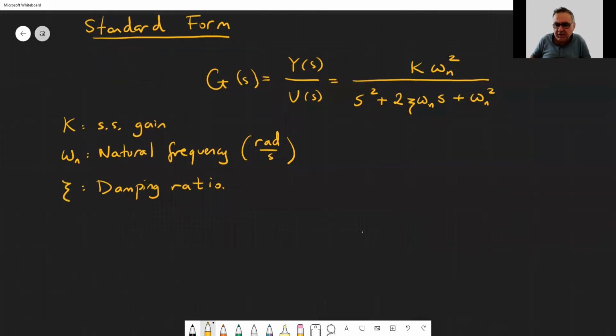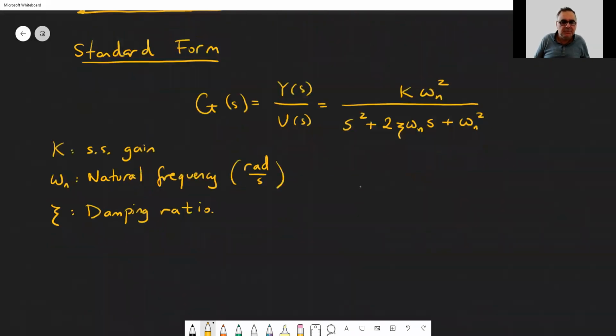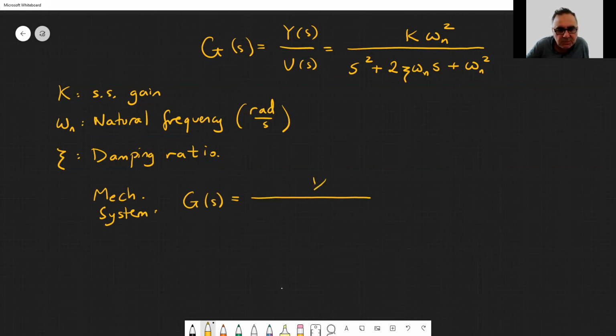Now let's go to the mechanical system we had over here, this one, okay? And let's try to express it in terms of these parameters we have over here. The mechanical system is G of s. I divide everything by M, by the way. So it is 1 over M, s squared plus B over M, s plus K over M.